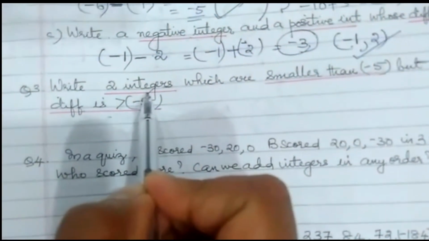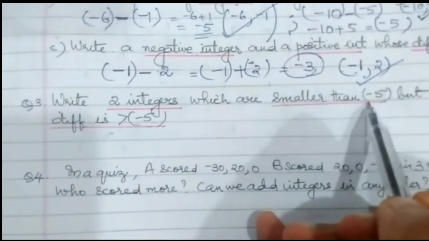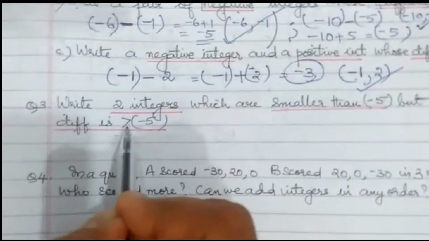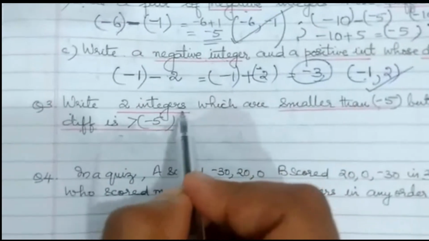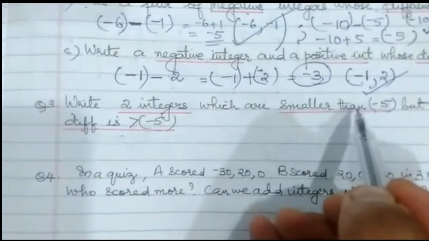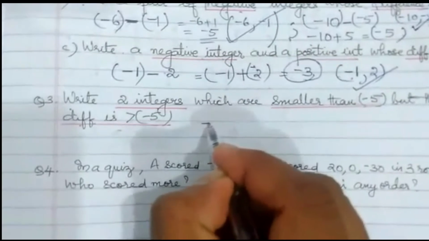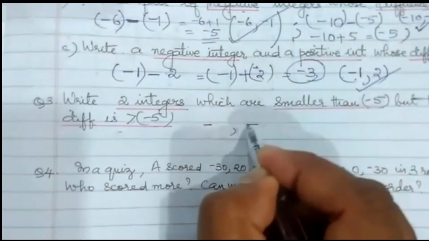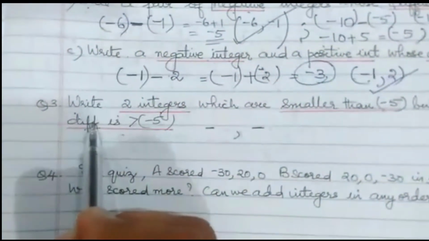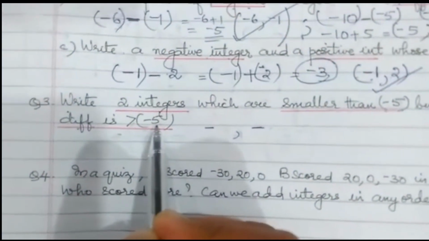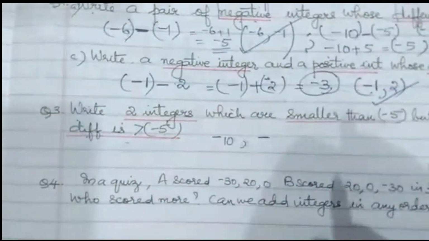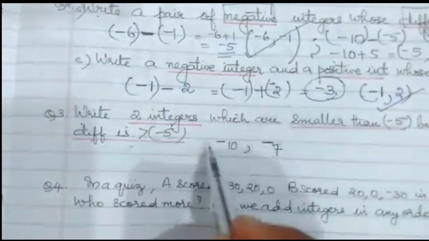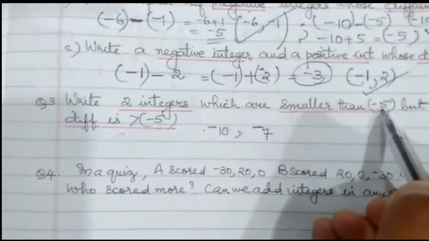Now we'll go for the next question. Write two integers which are smaller than minus 5 but whose difference is greater than minus 5. That means you have to have two integers which are smaller than minus 5. So both will be negative. So you have both negative integers and whose difference should be greater than minus 5. So suppose I take minus 10 and minus 7. Both are smaller than minus 5.